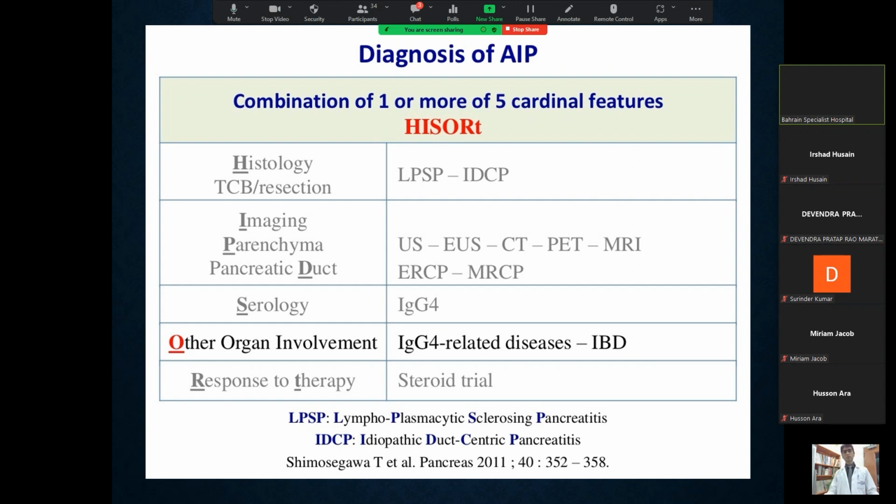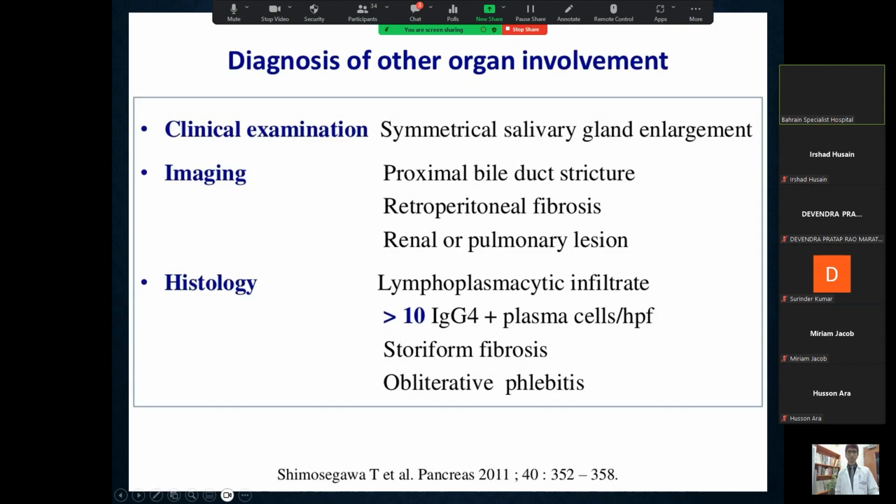Now we move on to the fourth criterion, which is other organ involvement, or extrapancreatic involvement. There are different organs which can be involved. On examination, we can see salivary gland enlargement. On imaging, we can see proximal bile duct strictures, retroperitoneal fibrosis, renal or pulmonary lesions. And on histology, we see lymphoplasmacytic infiltrate, IgG4 positive cells, storiform fibrosis, and obliterative phlebitis, which we saw in type 1 in the beginning.